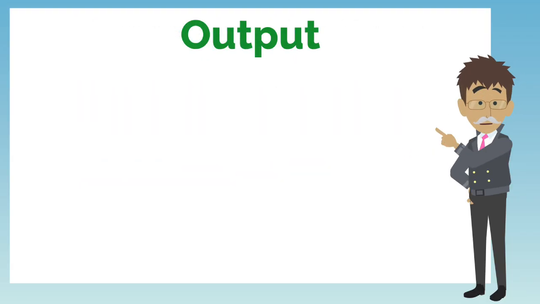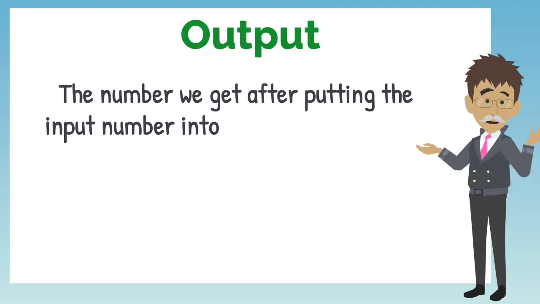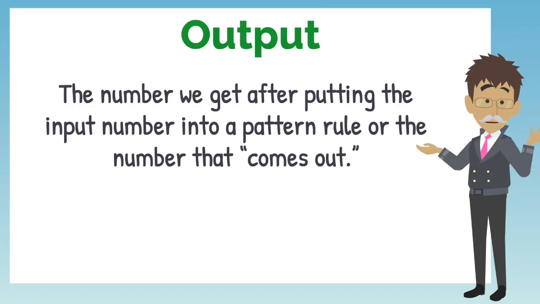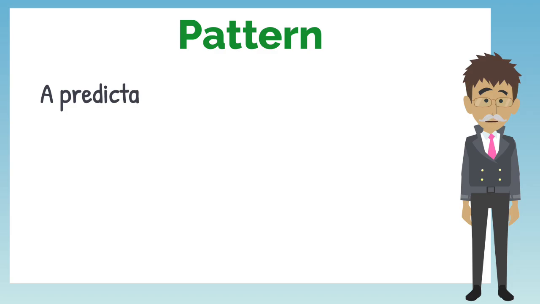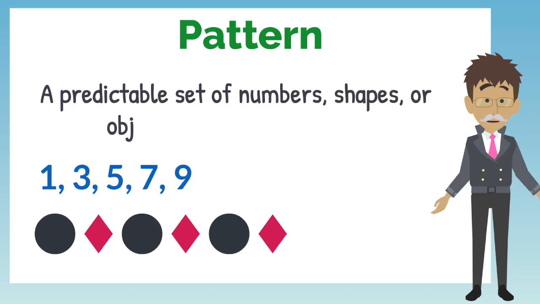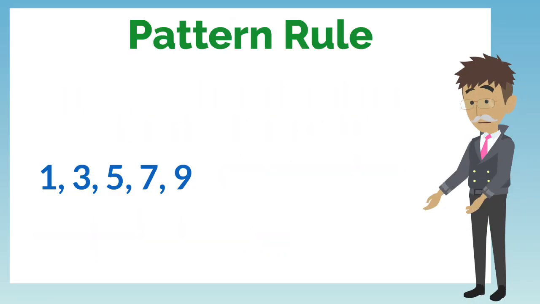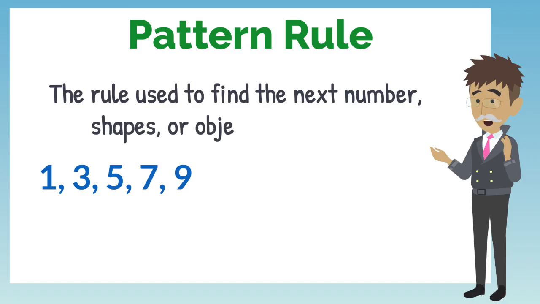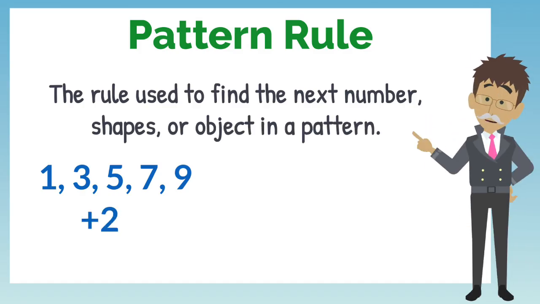Output. The number we get after putting in the input number into a pattern rule or the number that comes out. Pattern. A predictable set of numbers, shapes, or objects that follow a rule. Pattern rule. The rule used to find the next number, shape, or object in a pattern. For example, add 2 each time.